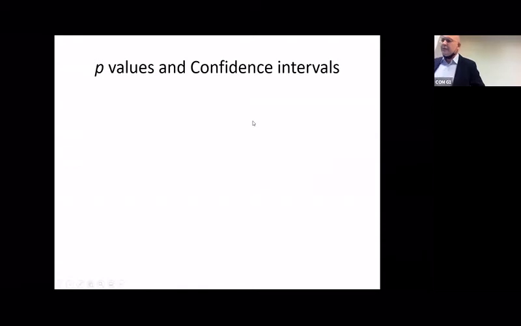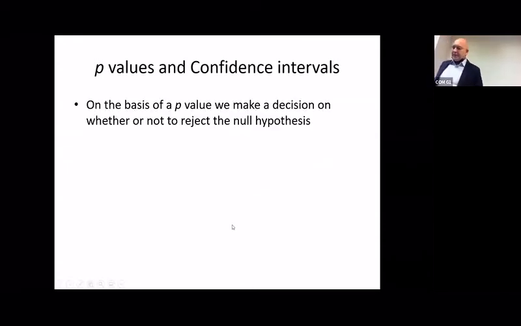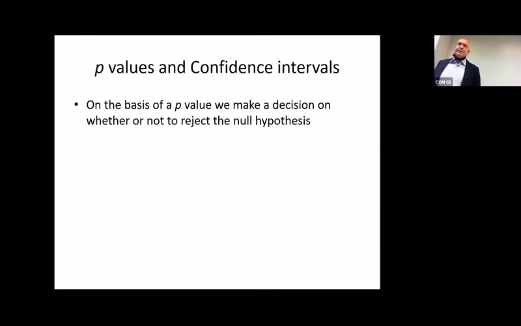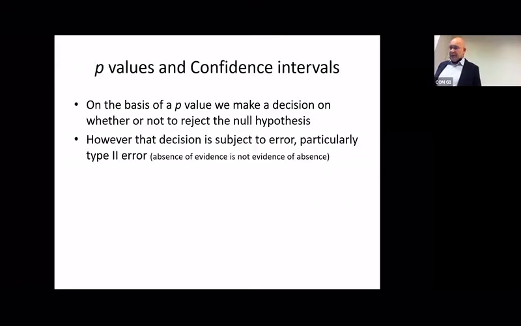All right, so on the basis of a p-value, we make a decision whether or not to reject the null hypothesis. Okay, so this is the 0.05, 5% level. If we get a p-value that is less than that, we say, yes, there is a statistically significant effect, and we reject the null hypothesis. However, that decision that we make is subject to error, particularly type 2 error.